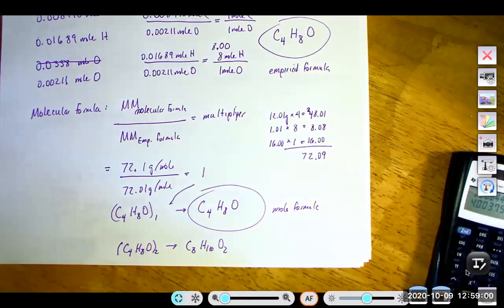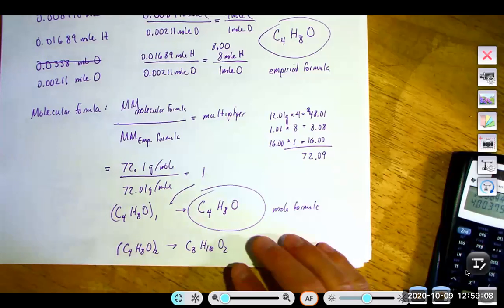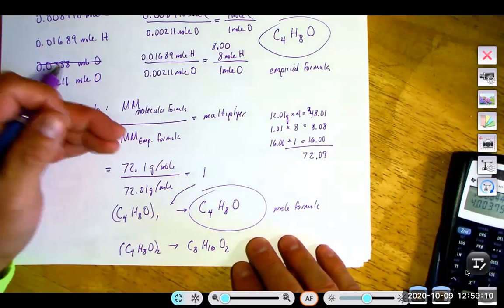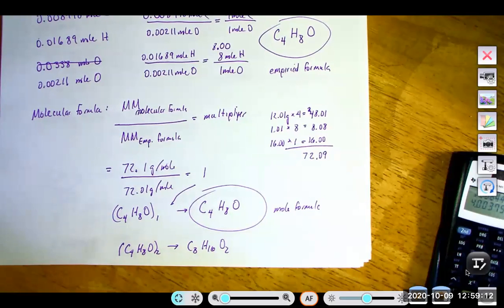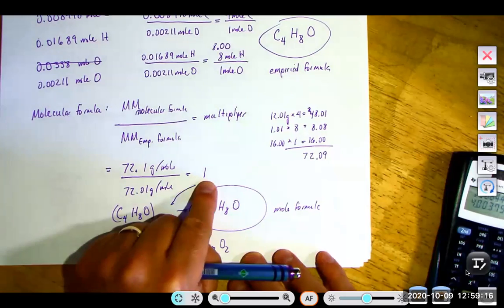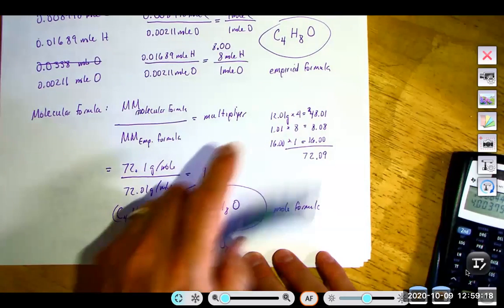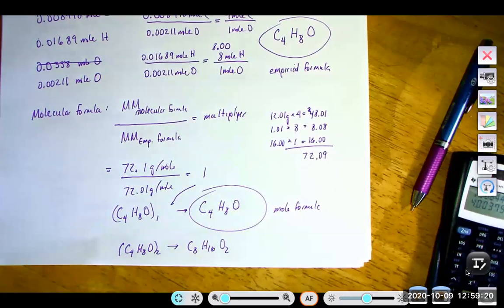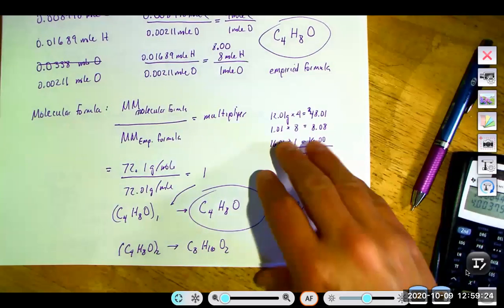Yeah, you should multiply it to the subscripts of the empirical formula. Right. And to get the multiplier, you take the molecular formula divided by the empirical formula. That's all there is to it. And this number better come out to be a whole number. Okay, let's move on.